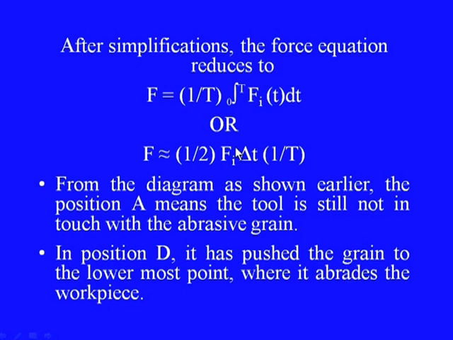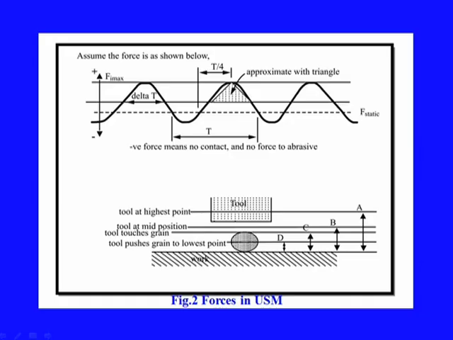Thus, if we go into the mathematics of this, what happens? After simplification, the force equation reduces to something like this. F equal to 1 upon T times the integration of F(t), where F(t) is the force at a time instant t, integrated from 0 to time t. The t we have seen in the previous slide: t is this duration, this is delta t, and this is t total, one cycle of this. So, within one cycle, what is the variation of the force?